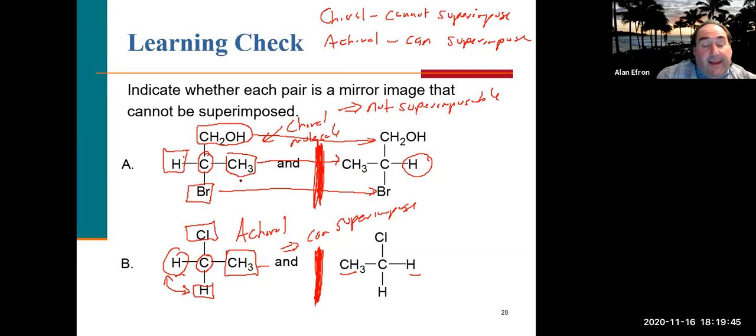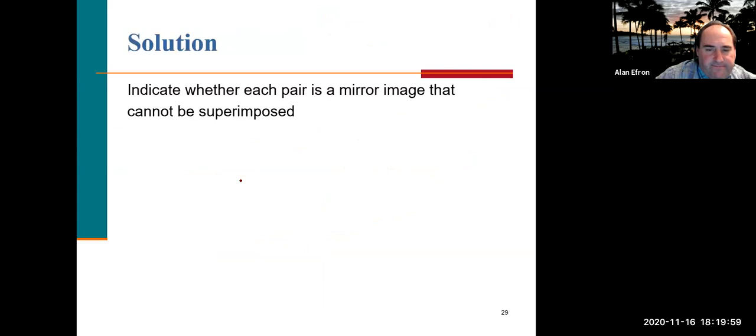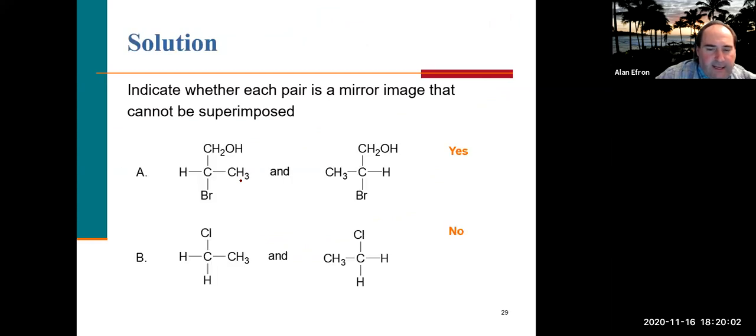So to answer the question, it's asking which one cannot be superimposed. So it actually would be this one cannot be superimposed. This one on the bottom can be superimposed. Any questions on that there? And again, that's why it says yes on the answer there, because the top one can be superimposed in that particular case.